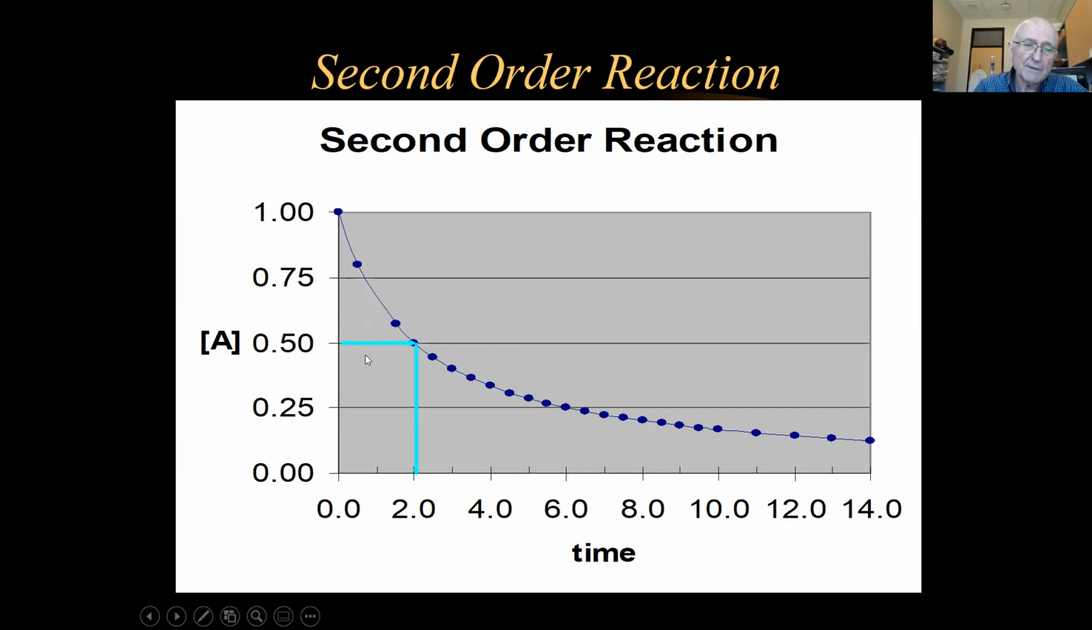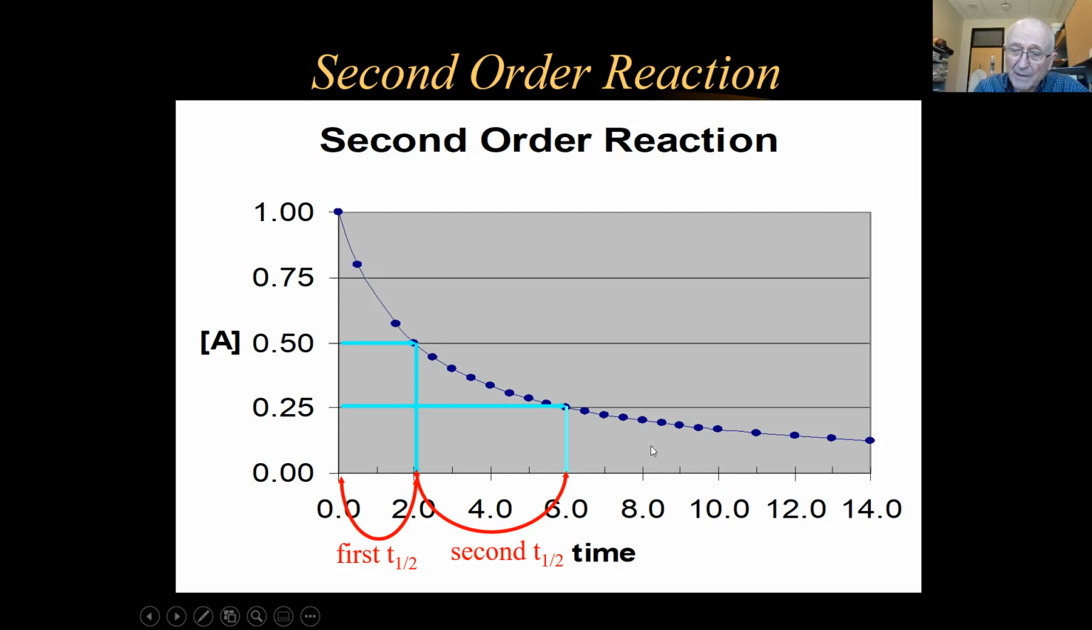The time it takes to go from 100% to 50% is your first half-time. But notice the second half-time is not the same as the first one. In fact, it's going to be exactly twice as much as the first one. If the first one was 2 minutes, the next one is going to be 4 minutes. 6 minus 2 is 4. So the second half-time is twice the first one.